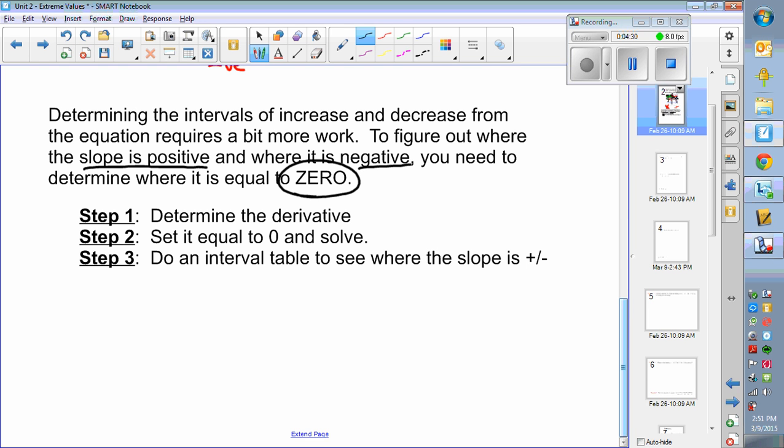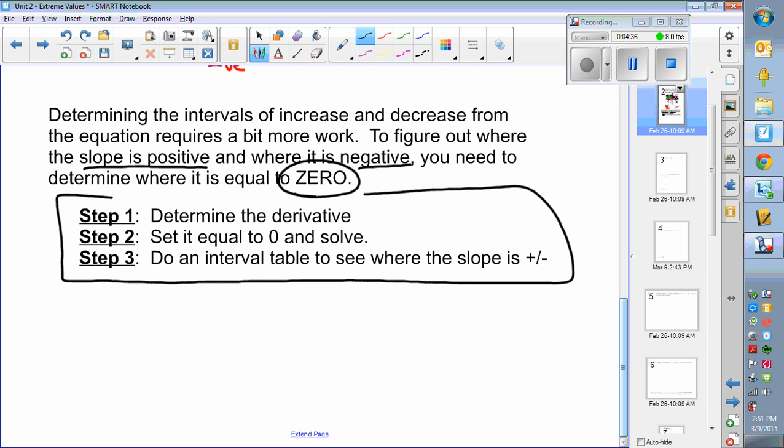So the steps I get my students to do are: step 1, figure out the actual derivative. Step 2, set that derivative equal to 0 and solve it, which is sometimes easier said than done. And step 3, we're going to create an interval table to test where the slope is positive and where the slope is negative. Or instead of slope, think of it as the derivative f prime.